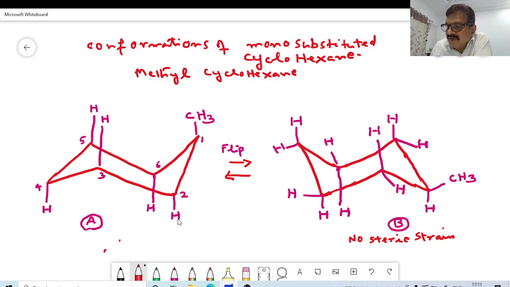Okay, equatorial position, no steric strain interaction. Now here in conformation A only the problem comes. Now there is something called 1,3 diaxial interaction. That is, the hydrogen atoms on carbon 3 and carbon 5 are 1,3 diaxial to each other. That is C3 and C5.